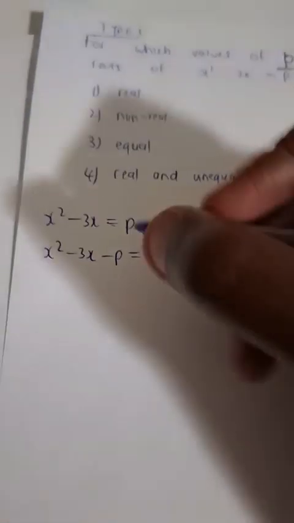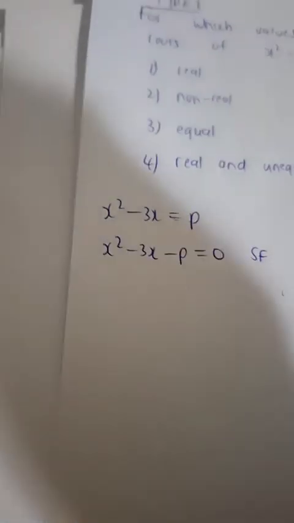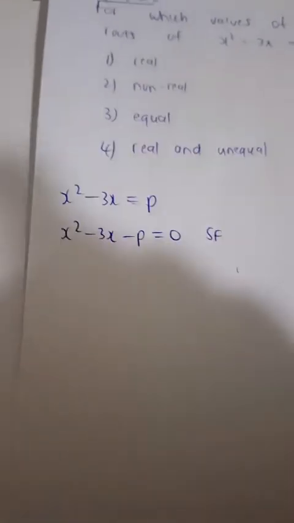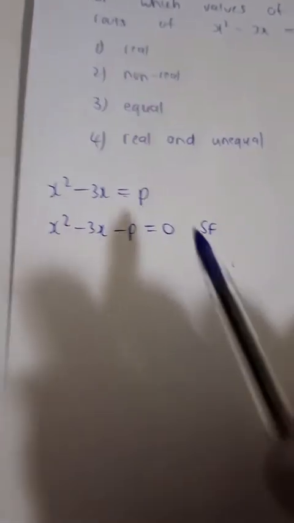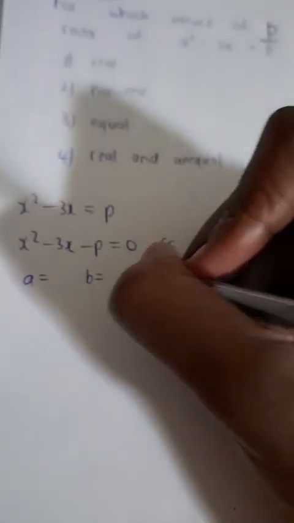This is standard form, guys. Our coefficient of a is positive. That's exactly what we want for our standard form. So this is true standard form. Step number 1 is done and dusted. Step number 2, identify a, b, and c. a is equal to, b is equal to, c is equal to.